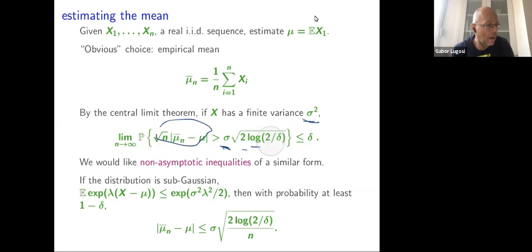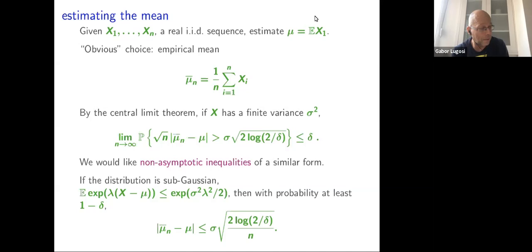But this is of course an asymptotic statement. It says that eventually, if n is very, very large, then something like this will happen. But we don't know how large n has to be. So it would be nice to have non-asymptotic inequalities. And to get non-asymptotic inequalities, we need to assume a little bit more.